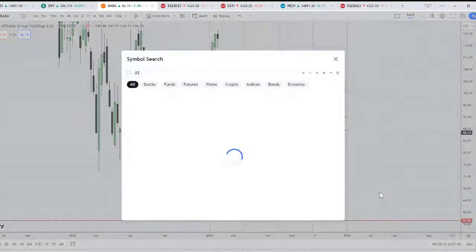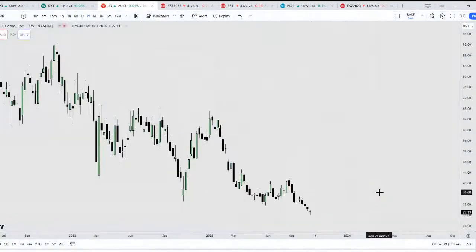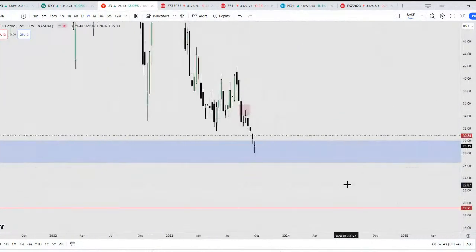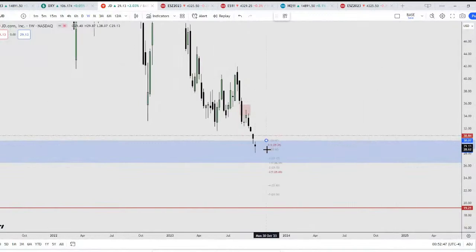And then let's head over to JD. So JD right here, where did we bounce off of? Here, 28.26. It's just eyeballing, I'm not going to the exact values. 28.26 is the consequent encroachment of this entire balanced price range.